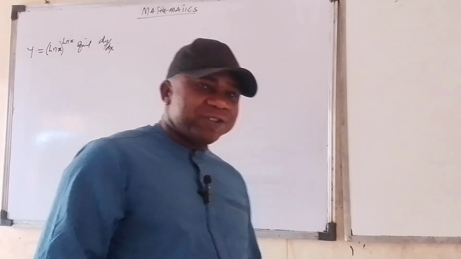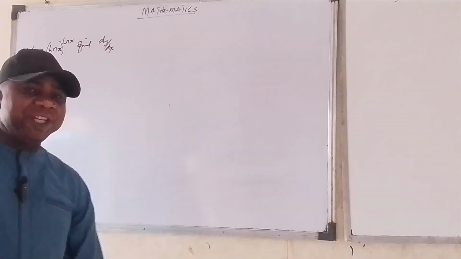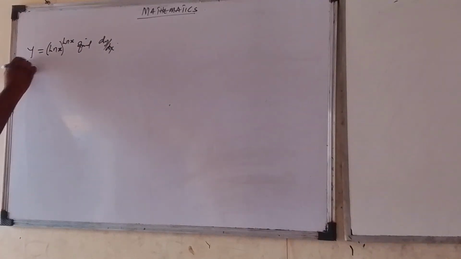Before us here is a question: y is equal to ln x raised to the power of ln x, and we should get the value of dy over dx. Now, in this case, solution.